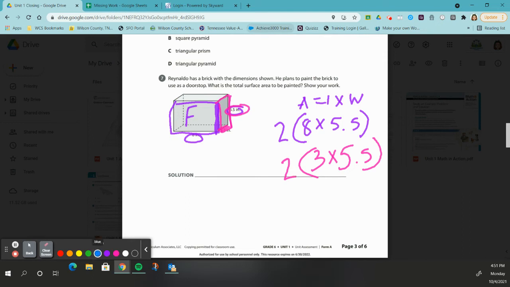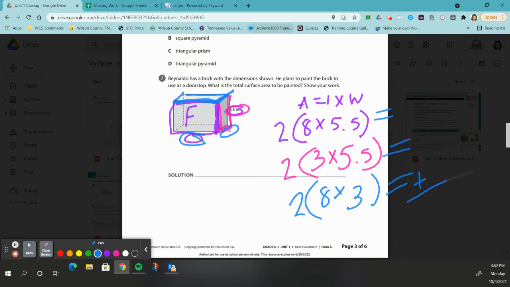Which brings us to our final 2 pieces, the top and the bottom. So the top has a length right here. If we go to the opposite side, we will find that it is 8. So we have a length of 8 times our width, which is right here on this piece. And if we go to the opposite side, we will see that it is 3. So we have an 8 by 3 rectangle. Again, top and bottom are the same, so we're going to multiply it times 2. So you're going to do each of those operations. Once you get those and add them together, that will give you your total surface area.